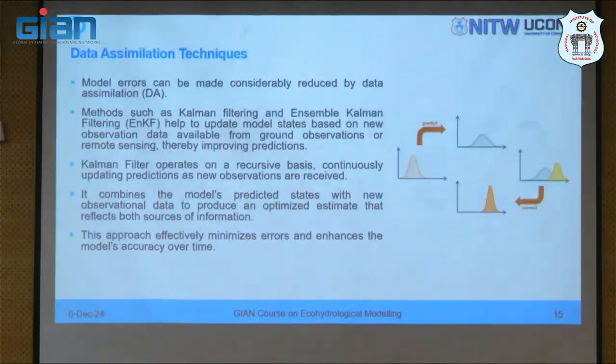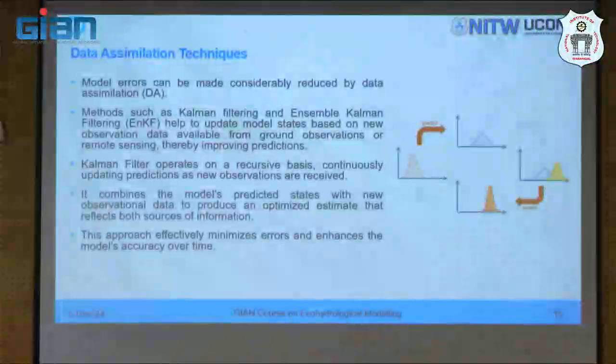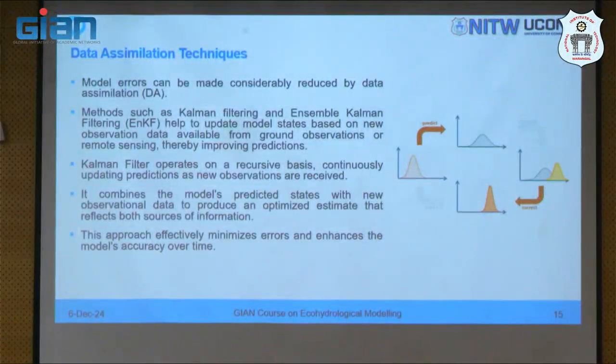So there are different data assimilation techniques. One is the Kalman filter, ensemble Kalman filter, which tries to do it on a recursive basis, continuously updating the predictions as new observations are received, and it considers the uncertainty in your observation as well as the uncertainty in your simulations. Okay? So it combines the model's predicted states with new observational data to produce an optimized estimate that reflects both sources of information. Okay? And this approach effectively minimizes the errors and enhances the model's accuracy over time, right? On every particular day, whenever the information is there, it keeps on updating that.